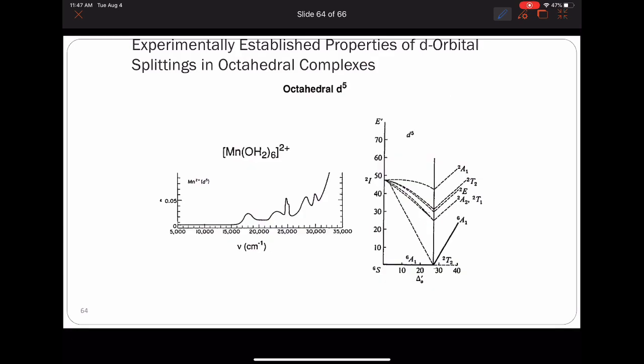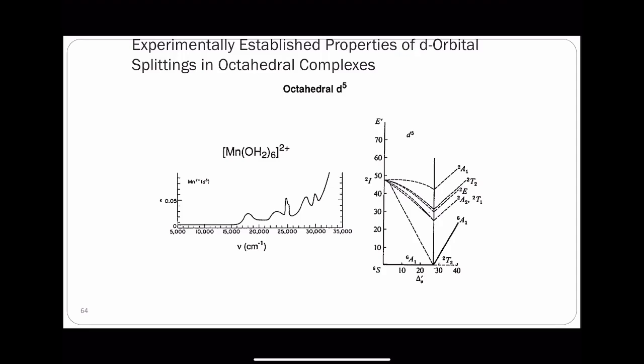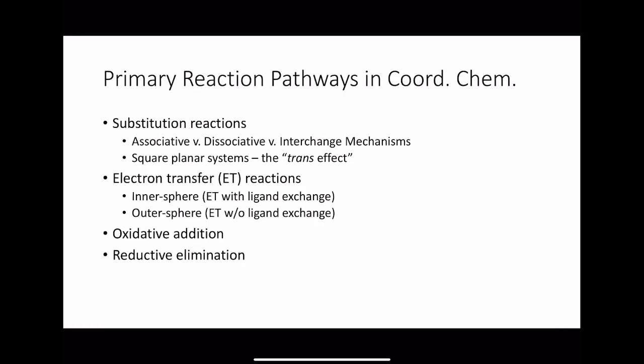Okay, so that really finishes up what I wanted to cover with regard to spectroscopy of coordination complexes. That's going to finish up our chapter 16 material, and coming up next, we're going to go ahead and jump into talking about reactions. So the primary reaction pathways that we're going to discuss in coordination chemistry are those of substitution reactions, electron transfer reactions, oxidative addition, and reductive elimination. And we're going to look at each of these independently as we move forward. So this is just an outline of the topics that we'll be addressing.